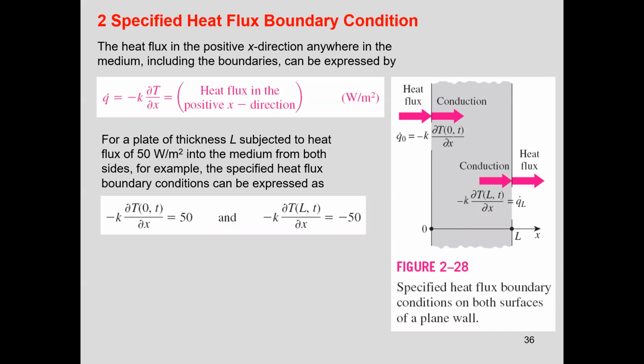Specified heat flux boundary condition. The heat flux in the positive x direction anywhere in the medium, including the boundary, can be expressed by this equation, which gives the heat flux in the positive x direction. For a plate of thickness L with a heat flux of 50 watts per meter squared into the medium on both sides, for example, the specified heat flux boundary condition can be expressed like this.